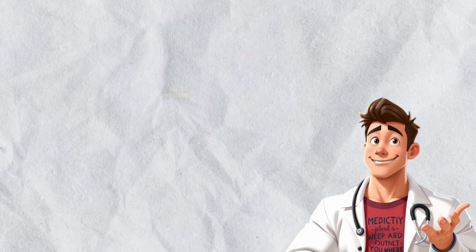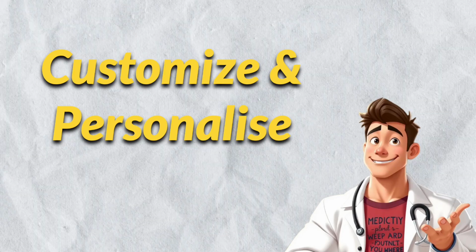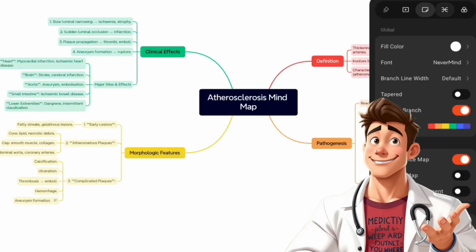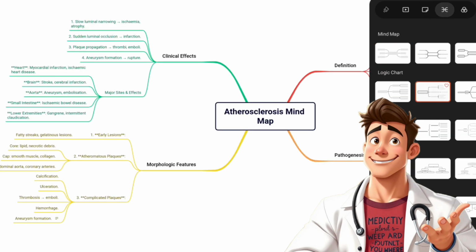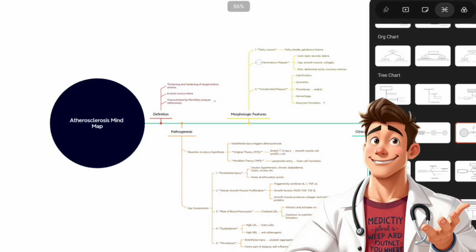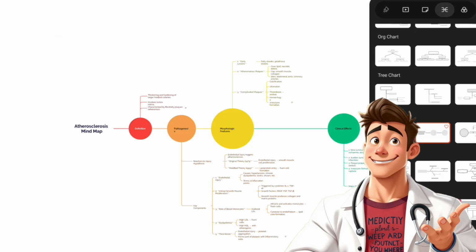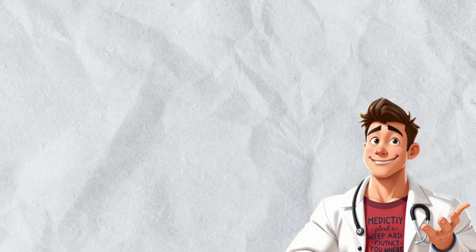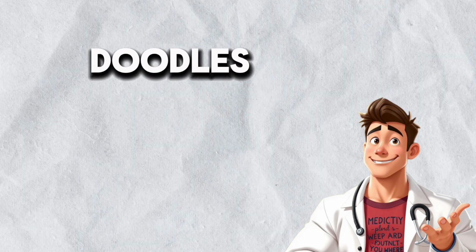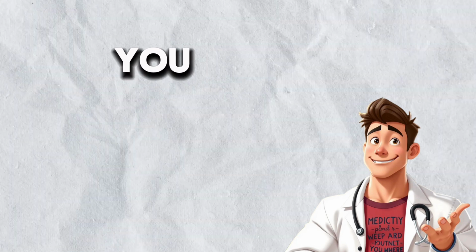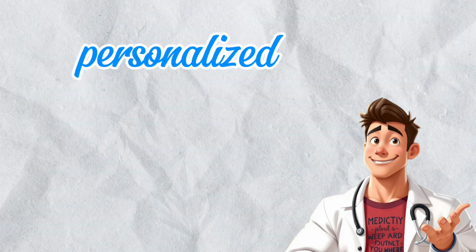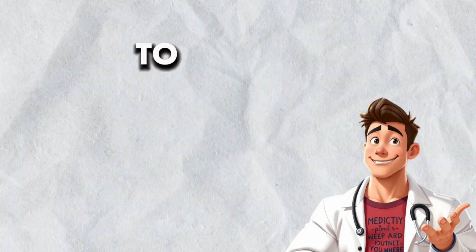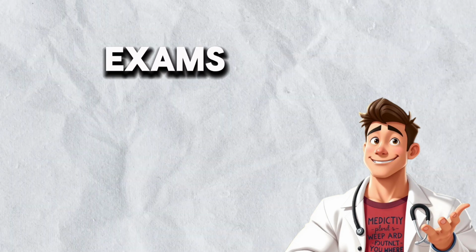Step 4. Customize and personalize. Here's where you can get creative and make the mind map uniquely yours. Add icons or emojis to emphasize important points or make concepts fun to remember. Insert mnemonics, doodles, or jokes that resonate with you. Remember, the more personalized the map, the easier it is to recall information during exams.